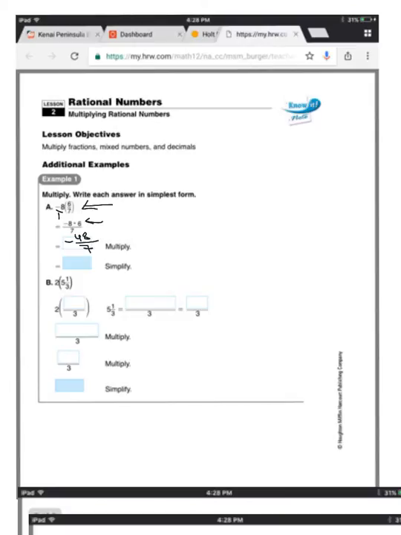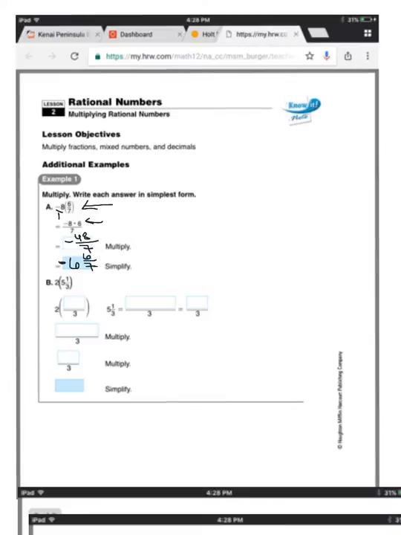7 goes into 48 6 times. 6 times 7 is 42. 48 minus 42 is 6/7, and then we cannot forget the negative sign. Another way to do that, so you're not doing shorthand.